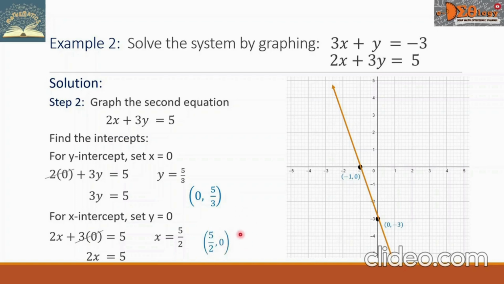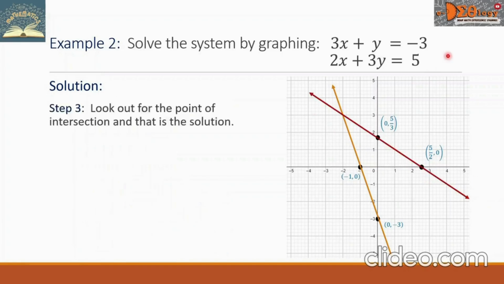Let us plot these 2 points, then we connect the 2 points. This is the (0, 5 over 3), while this is the point (5 over 2, 0). We connect the 2 points by a line. This is now the graph of the second equation. The step 3 is to look out for the point of intersection, and that is the solution. Look at the 2 lines. They intersect at this point. So we say that the 2 lines intersect at the point (-2, 3). This is the answer.